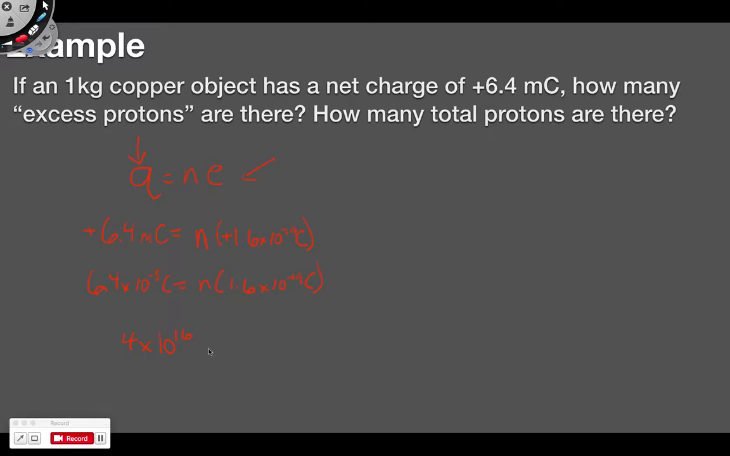And that is just a number, the number of excess protons. So there's that many protons in excess, which is saying that probably that many electrons have been stolen, which is a large, large amount. For example, that is 4, 1, 2, 3, 4, 5, 6, 7, 8, 9, 10, 11, 12, 13, 14, 15, 16.